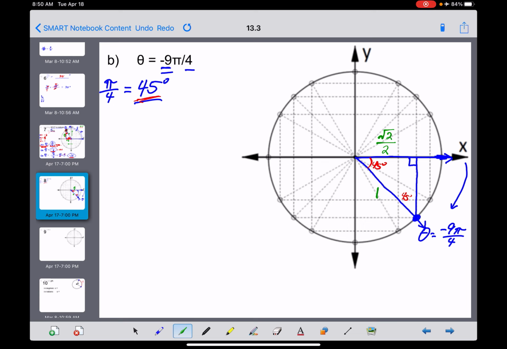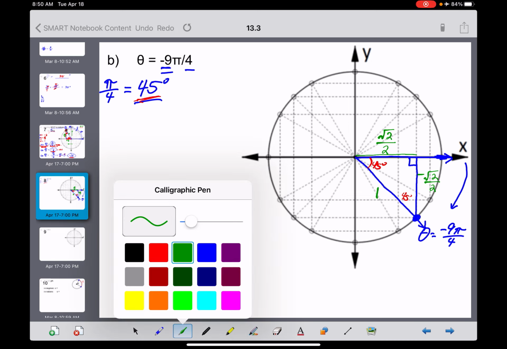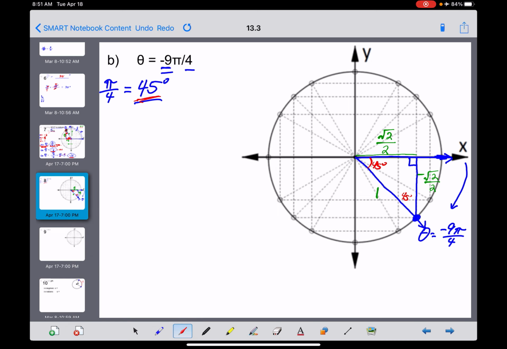The one that I just drew there, the x-coordinate, since we're going to the right of the origin, should stay positive. The other leg is also root 2 over 2, but since that one is going down from the origin, that is going to be a negative root 2 over 2. So I think at this point, we know what we need to know. Our x-coordinate is the square root of 2 over 2. Our y-coordinate is negative root 2 over 2, and our radius, again, is always 1.